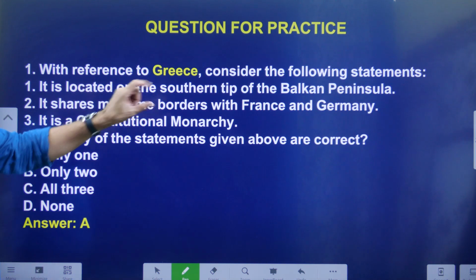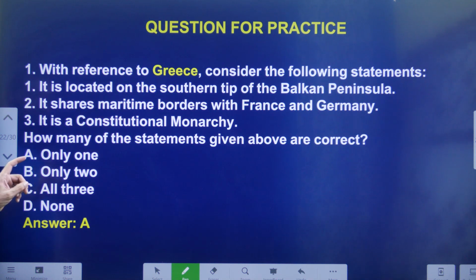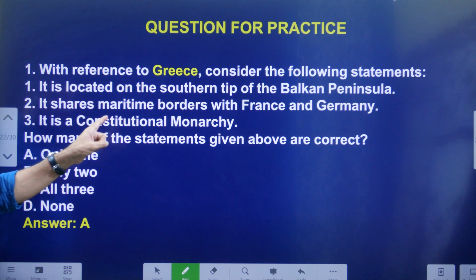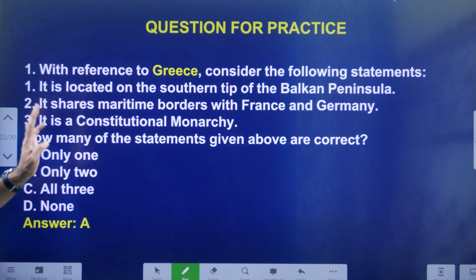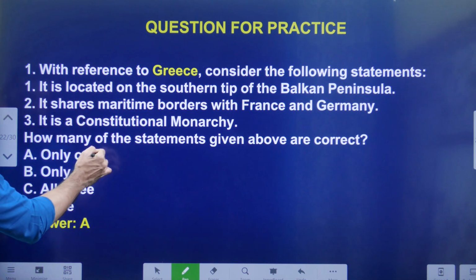Yesterday's video's question. With reference to Greece, consider the following statements. It is located on the southern tip of the Balkan Peninsula. Okay, right. It shares a maritime border with France and Germany. No. Its constitution is a monarchy. No. It is a parliamentary form of government. So only one pair is right.